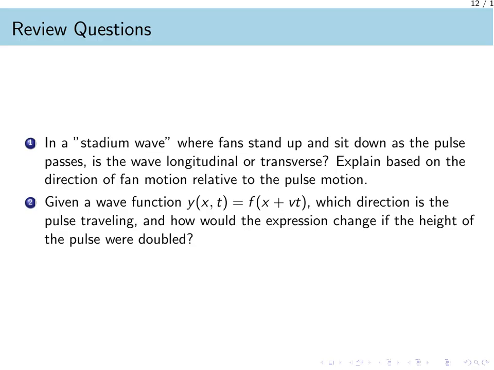To check your understanding, consider a stadium wave where fans stand up and sit down as a pulse moves around the stands. Is this wave longitudinal or transverse? Think about the direction the fans move compared to the direction the pulse travels. Also, look at the wave function y as a function of x and t equals f of the quantity x plus v times t. Based on our mathematical rules, which direction is this pulse moving? Finally, if we wanted to represent a pulse that was exactly twice as high, how would you change the mathematical expression?